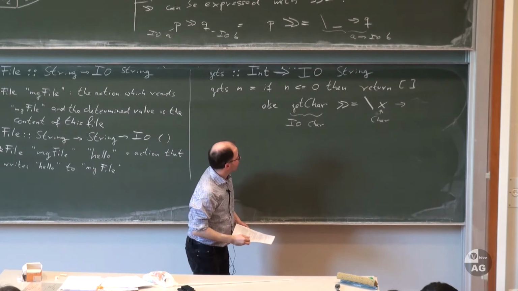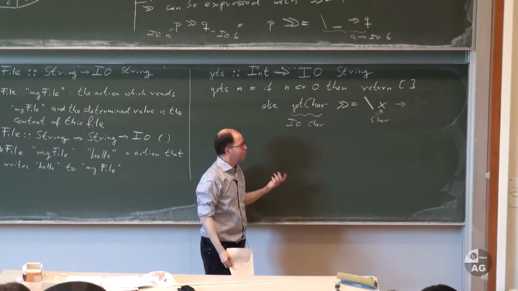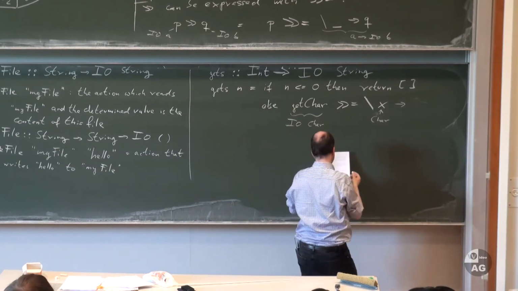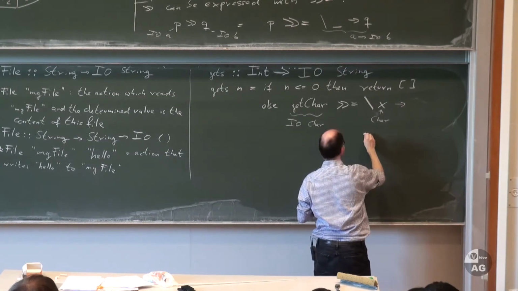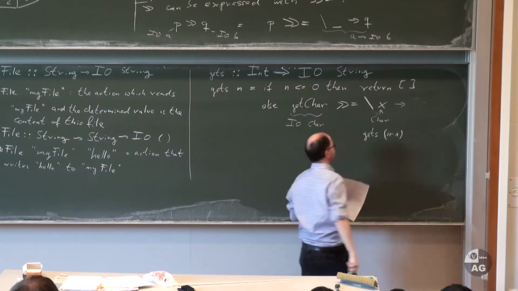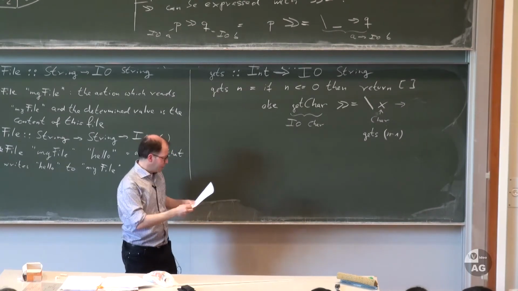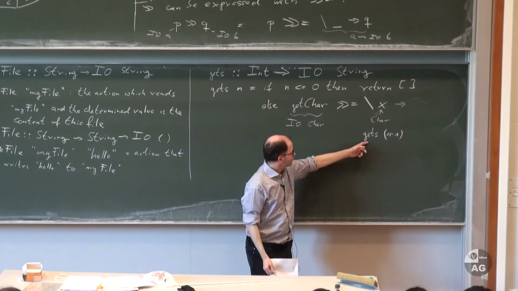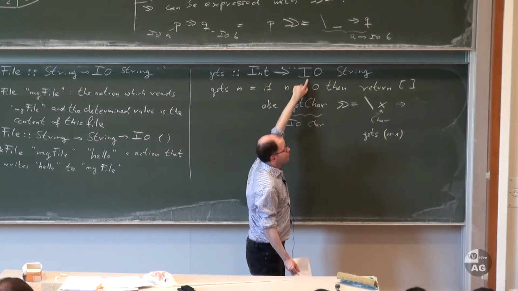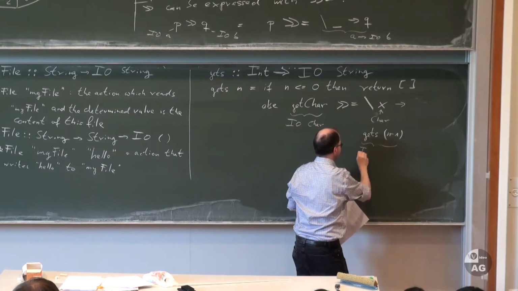And now I have to map this to the remaining action. And the remaining action is: read the rest, read the remaining n-1 characters. So read the rest is, I call gets recursively with n-1. Now what is the type of this gets n-1? Well, if I call gets with an integer, it gives me an IO action where a string is encapsulated. So this thing has the type IO string.